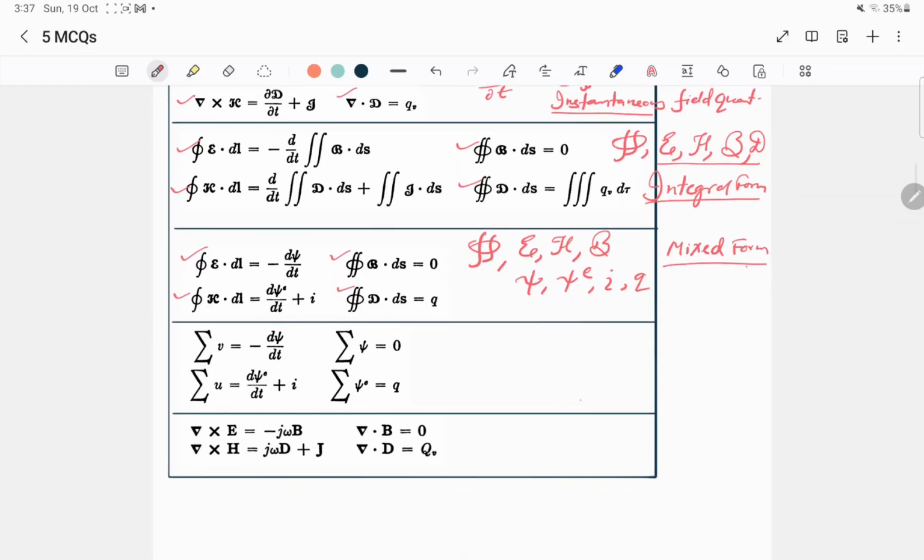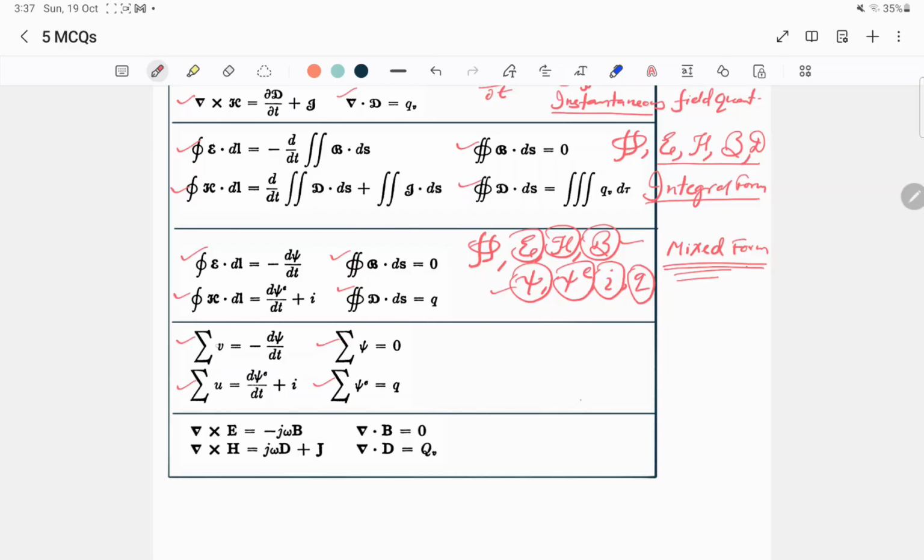If you see these four set of equations, why are these called mixed form Maxwell's equations? Because both field quantities and circuit quantities are present in the same Maxwell's equation. That is why they are called mixed form, because of the presence of both the field quantities E, H, B as well as the circuit quantities psi E, current I and charge Q. Alright, let's move on to the next set.